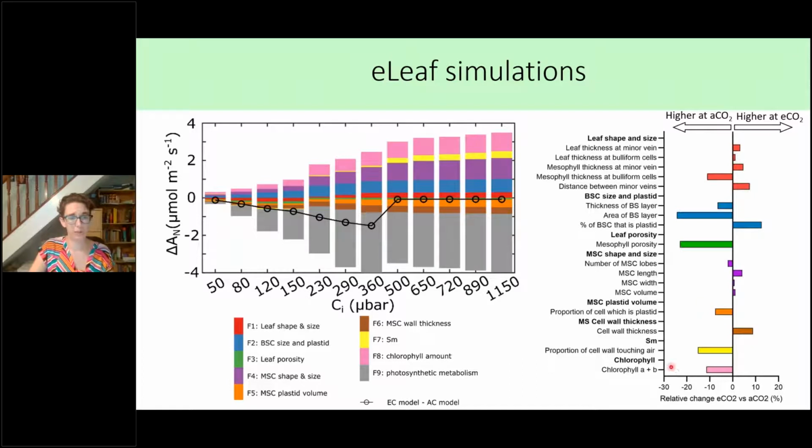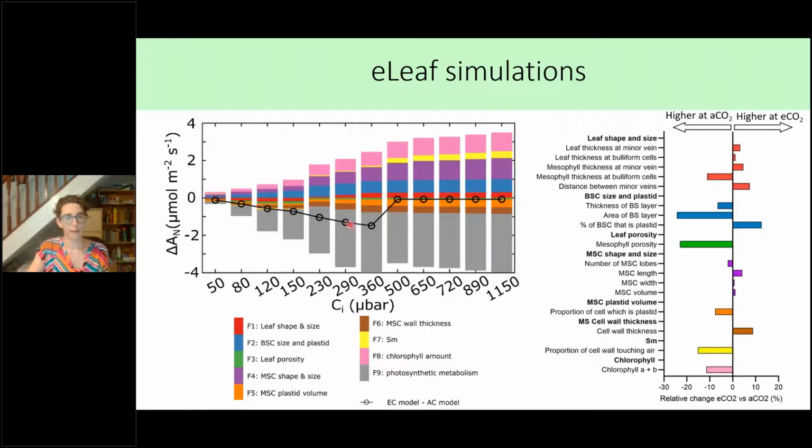Another one here that would just show you the mesophyll cell wall thickness. So this is negative to photosynthesis. The mesophyll cell wall thickness is thicker at elevated CO2, and that change to a thicker cell wall is a negative change. So it's bad for photosynthesis at high CO2.